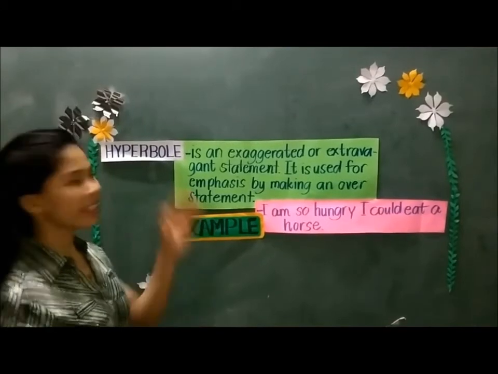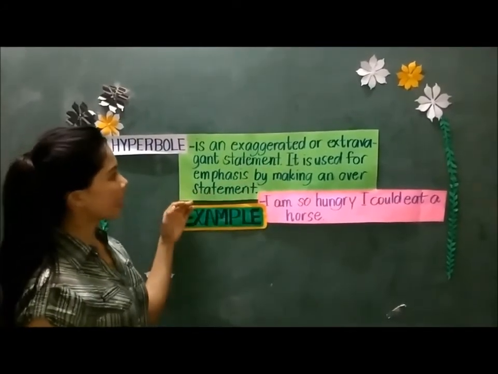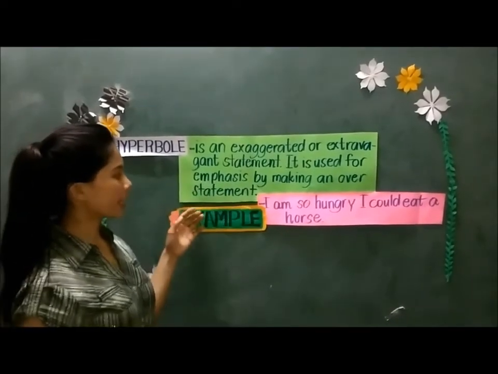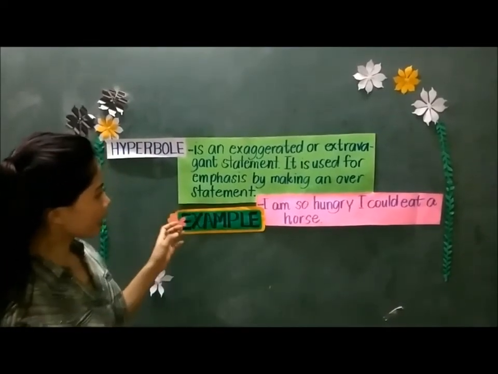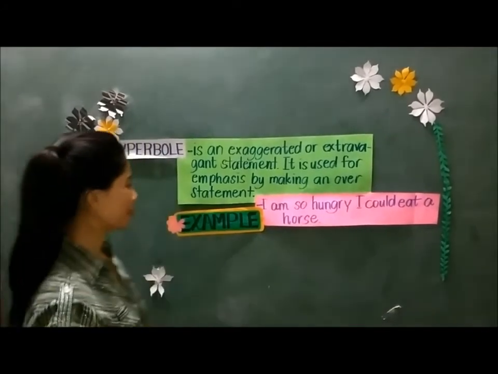And the last one is hyperbole. It is an exaggerated or extravagant statement. It is used for emphasis by making an overstatement. So example is, I am so hungry, I could eat a horse.